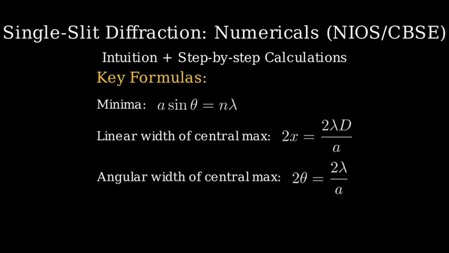First, the condition for minima, a sine theta equals n lambda, where a is slit width, lambda is wavelength, and n is 1, 2, 3, and so on. Second, the linear width of the central maximum on a screen at distance d, 2x equals 2 lambda d over a. Third, the angular width of the central maximum, 2 theta equals 2 lambda over a.